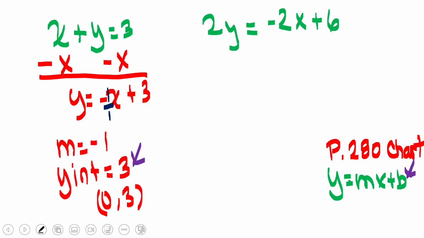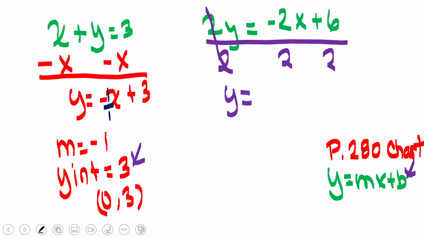Okay, so looking at this, 2y equals negative 2x plus 6. Divide by 2 all the way across. Keeps your equation equal across the equal sign. We're going to have y equals negative x plus 3.